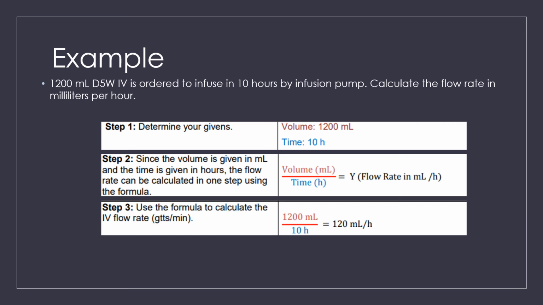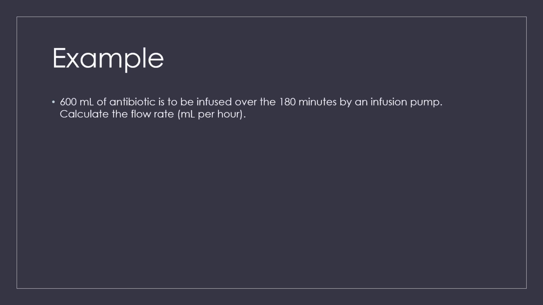So 1,200 ml divided by 10 hours is equivalent to 120 ml per hour. So the IV flow rate is 120 ml per hour. Another example, 600 ml of antibiotic is to be infused over 180 minutes by infusion pump. Calculate the flow rate in ml per hour.